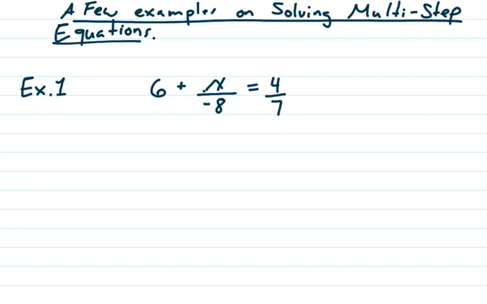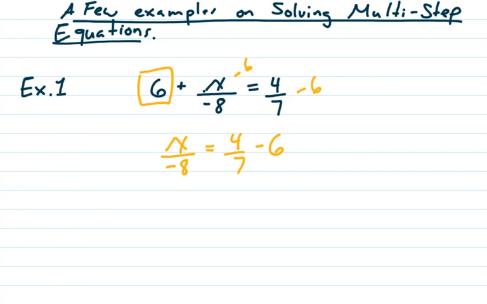In this video, I want to go over a few examples of solving multi-step equations. This first example is 6 plus x over negative 8 is equal to 4 over 7. I see that I have a positive 6 here being added to my x over negative 8. So what I'm going to do is subtract 6 from both sides. If I subtract 6 from both sides, I get x over negative 8 is equal to 4 over 7 minus 6.